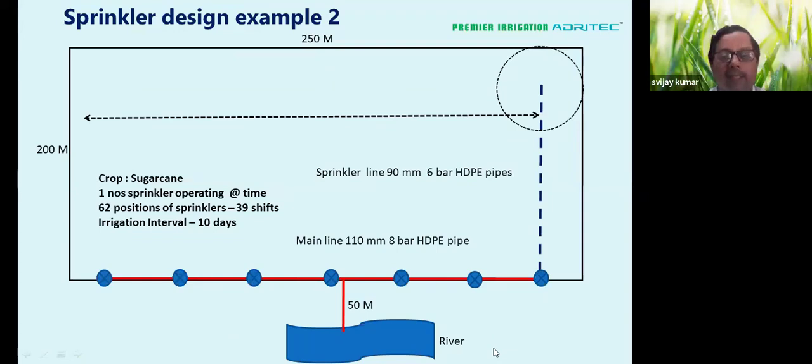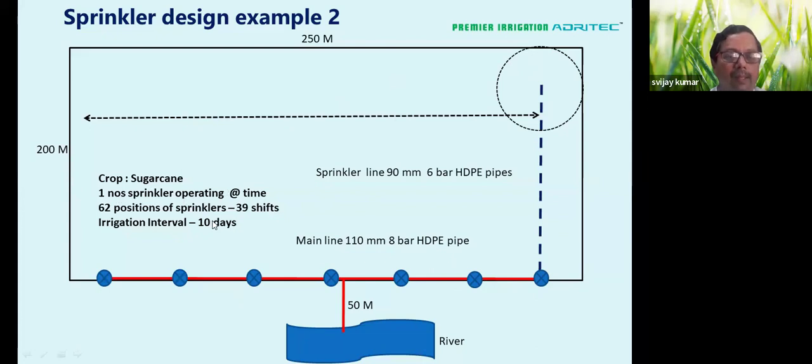So the final arrangement, you see how the entire thing is: this is the river, and this is around 50 meters away, and this is your main pipeline, and this is the kind of water that has to be carried. So only one particular gun is going to operate at a time, and since the total dynamic head came to more than 60 meters, I have selected a 110 mm 8 bar PVC pipe. And these are the different positions, so like I told you, you will start shifting it around. So this is a sugarcane plot, with only one sprinkler operating. There are going to be say 39 or 40 shifts from one end to the other end, and the irrigation interval is 10 days.